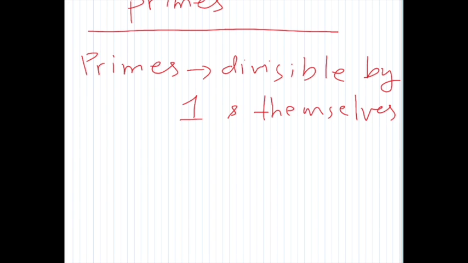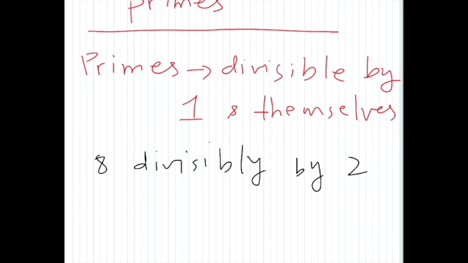So for example, if I say 8 is divisible by 2, it means that if I divide 8 by 2, the remainder is 0. In mathematical terms, what I write is 2 divides 8.